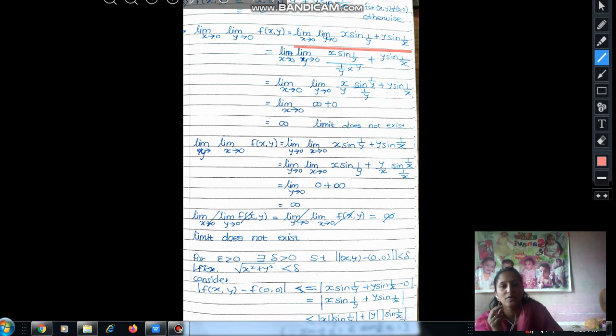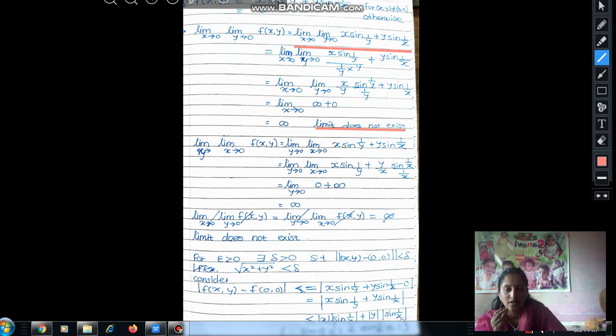Since sine 1 upon y does not exist when the value of y is 0, 1 upon y, that is 1 upon 0, is infinity. So the term x sine 1 upon y has value infinity, and y sine 1 upon x has limit 0. So limit x tends to 0 of infinity plus 0 means infinity. Infinity means the limit does not exist. So the first limit does not exist.